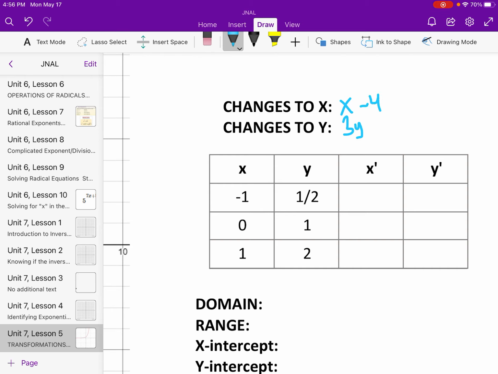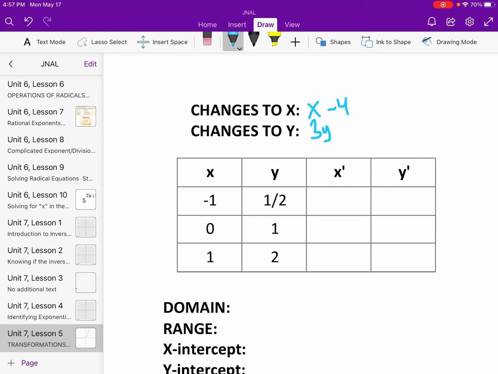So we'll start out with the x's. So negative 1 minus 4 is negative 5. And then we can see that would be negative 4 and then negative 3. Okay? We need to multiply these things by 3 for the y because of that stretch. So 1/2 times 3 is 1.5.